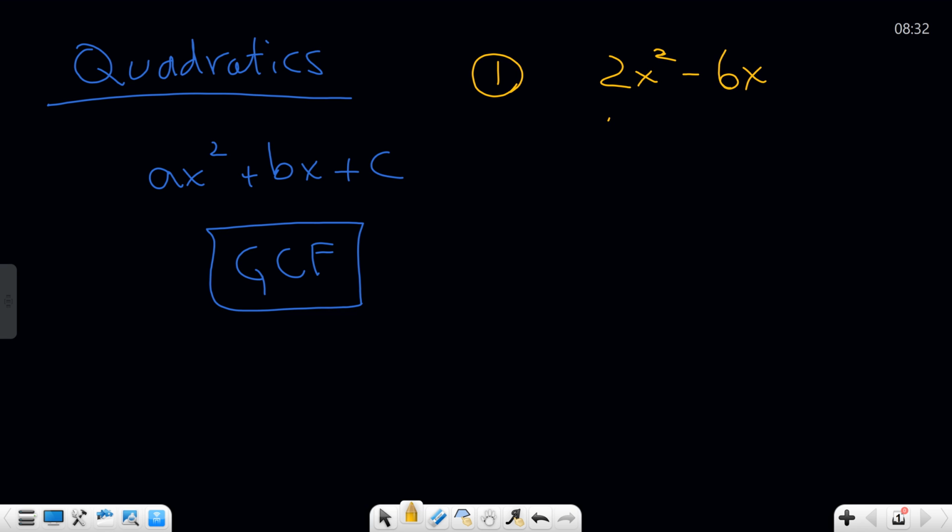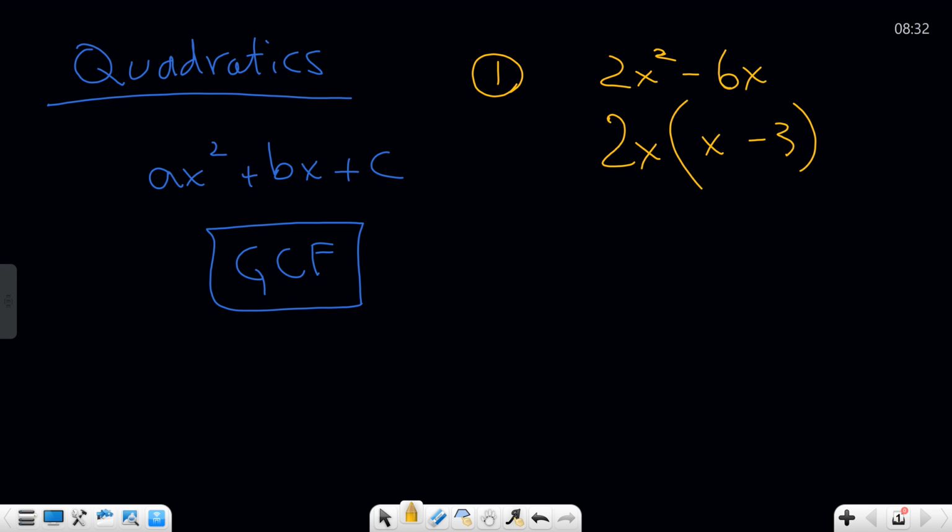Cece? 2x. Good. Yeah. Factor out a 2x out of 2x squared. What do I leave behind? X. Factor out a 2x out of negative 6x. What do I leave behind? Negative 3. Thank you. Be careful. There we go. GCF.